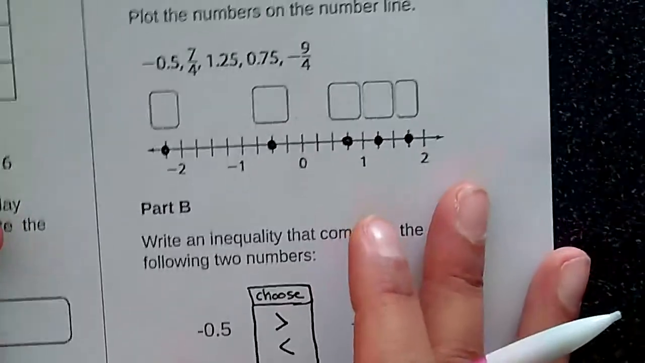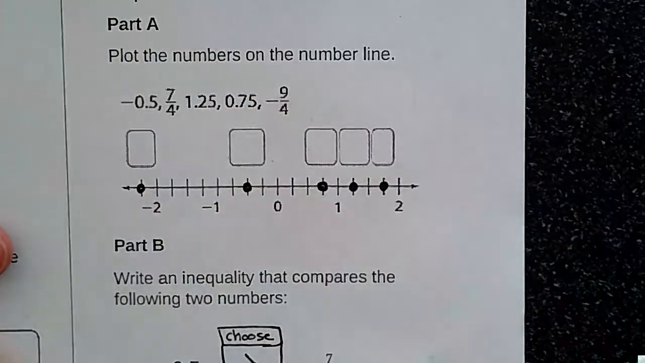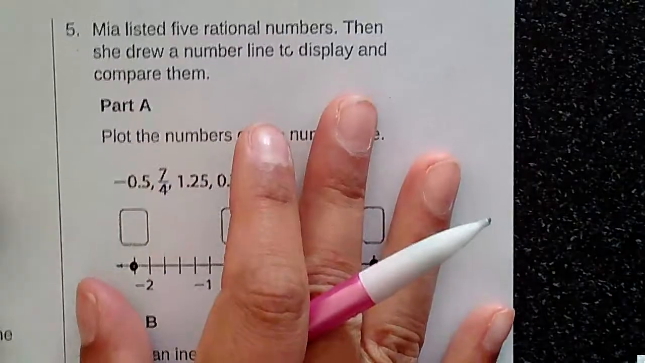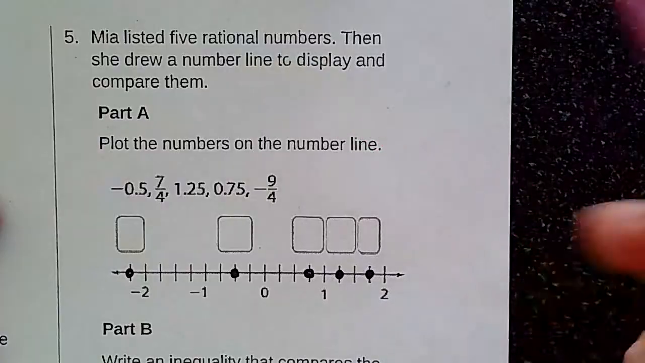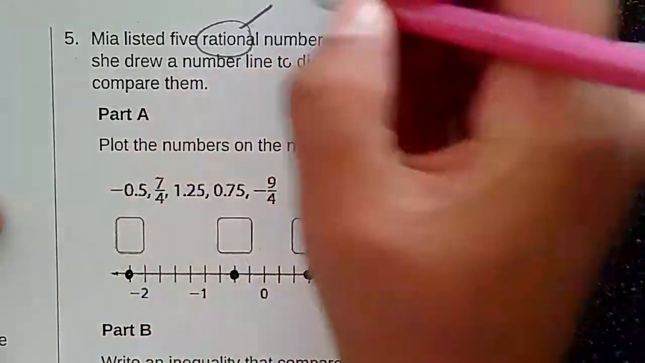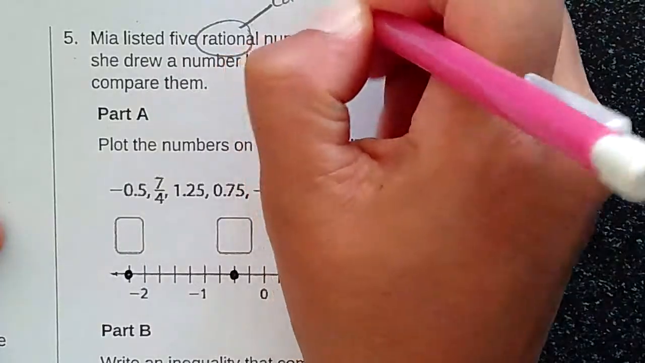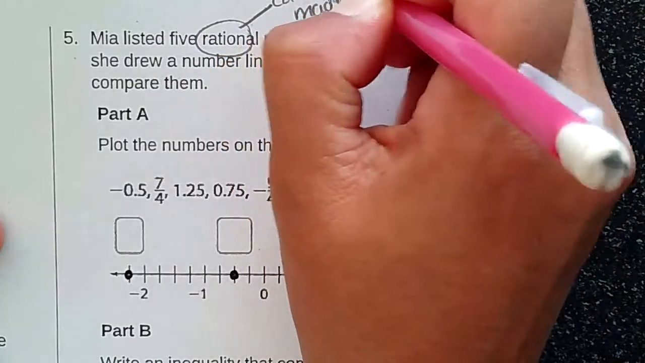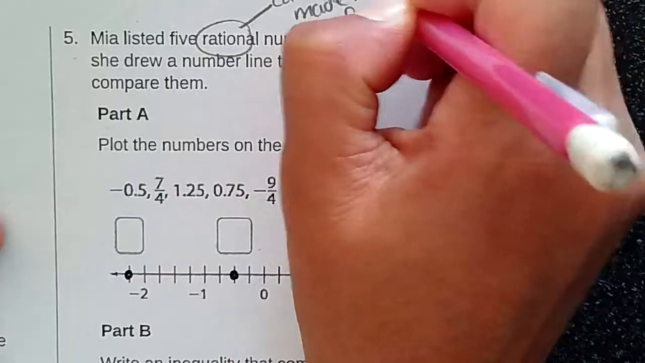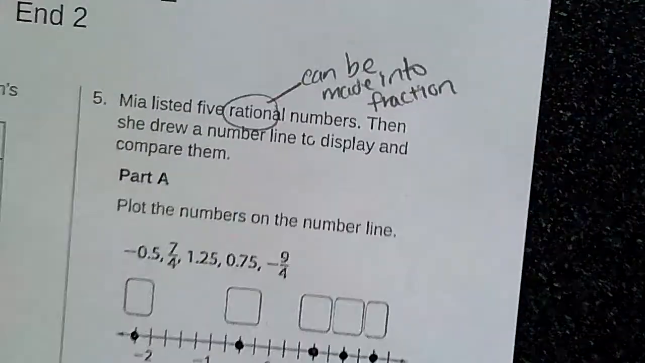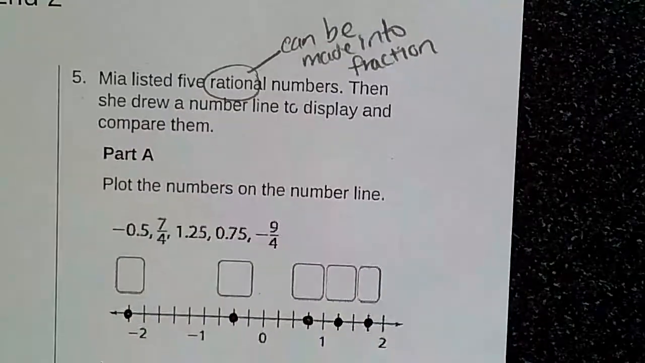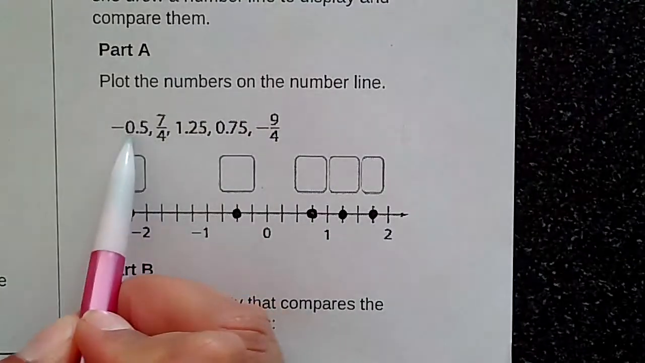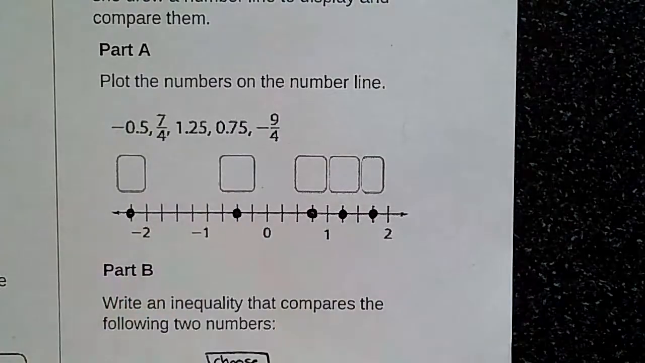All right, number 5. 5, I think, is the trickiest one on this whole test. You have to plot the rational numbers on the number line. So Mia listed 5 rational numbers. And remember, rational means any number that can be made into a fraction. So that includes a whole number. That includes decimals. Those are rational numbers. Then she drew a number line to display and compare them. So we have to first figure out, where do these numbers go?